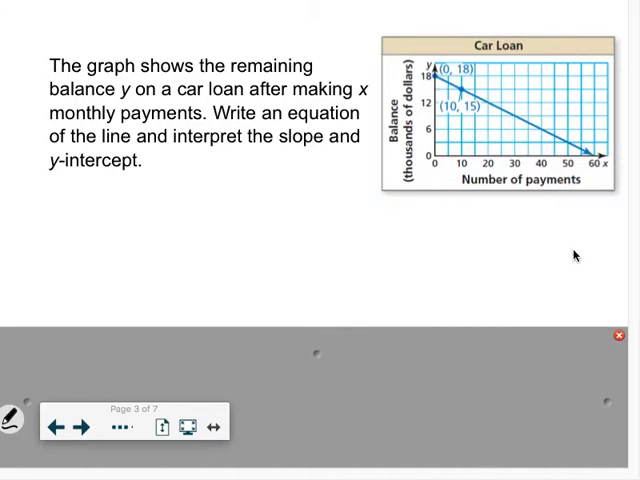Okay, the graph on the right, and you're going to have some of your first problems on your homework are going to look like this. The graph on the right shows the remaining balance y on your car loan after making x monthly payments. Write an equation of the line and interpret the slope and the y-intercept. So go ahead and take a little bit of time, look it over, think about how you might be able to write the equation of the line, think about what are slopes, what are y-intercepts. I'll give you a little bit of time on your own just to think about that.